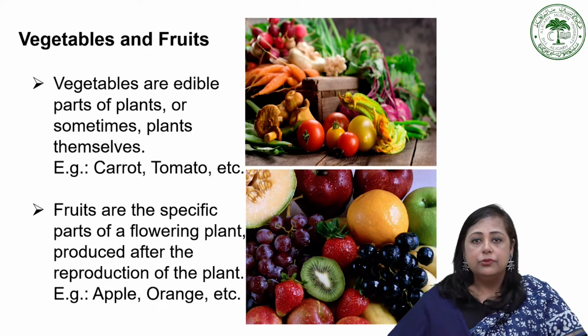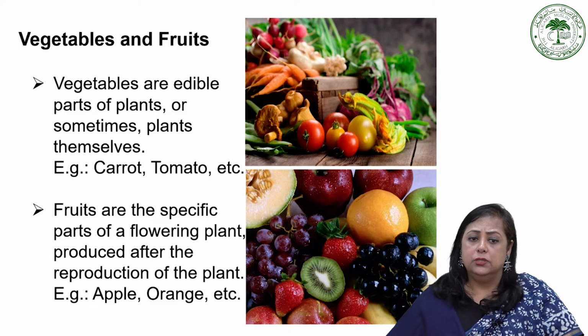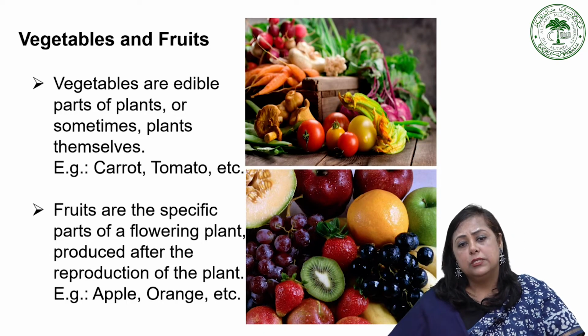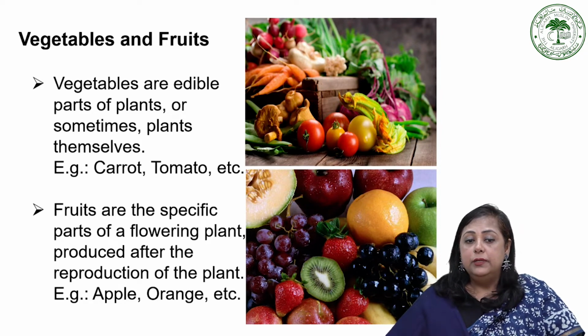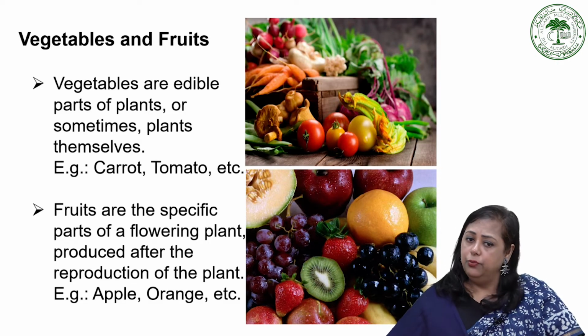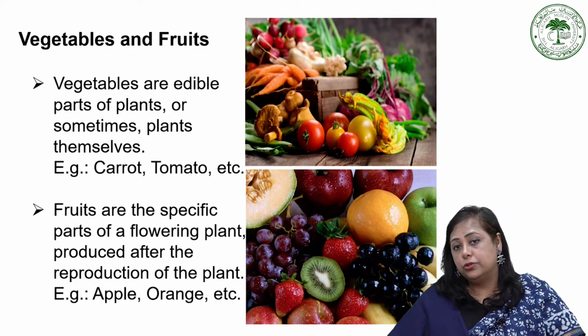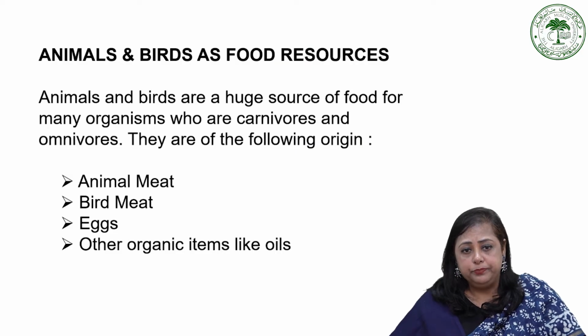Vegetables and fruits. Every day we are consuming vegetables, which are edible parts of plants or sometimes plants themselves. The carrot, tomato, cauliflower, cabbage. So these are all vegetables, and fruits are the specific part of a flowering plant produced after the reproduction of the plant, like apples, oranges. So we have seasonal fruits, and now we are growing fruits in poly houses throughout the year. Those fruits are available. We have advanced the techniques.